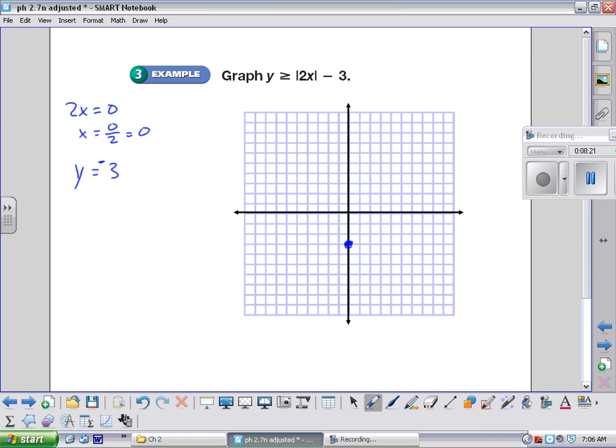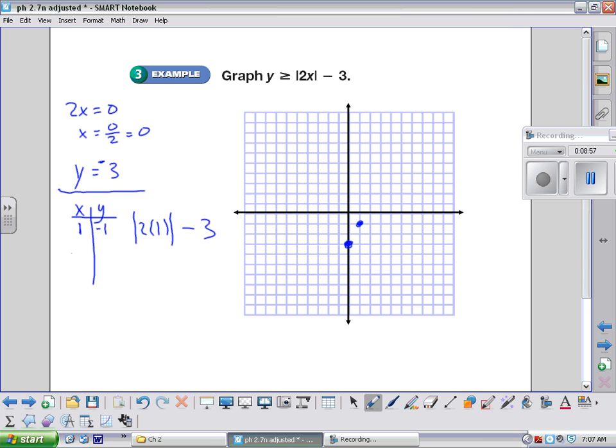Now we can go one left and one right, anticipating that the slope's going to be 2. So if x is 1, let's make our t-chart, real simple, quick and easy. If x is 1, plug in 2 times 1, take the absolute value of that, subtract 3. 2 times 1 is 2, absolute value of 2 is 2, minus 3 is negative 1. Plot the point.